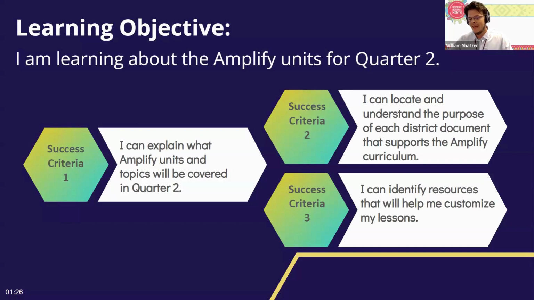Our learning objective and success criteria for tonight are as follows. I am learning about the Amplify units for quarter two. Success criteria one, I can explain what Amplify units and topics will be covered in quarter two. I can locate and understand the purpose of each district document that supports the Amplify curriculum, and I can identify resources that will help me customize my lesson.